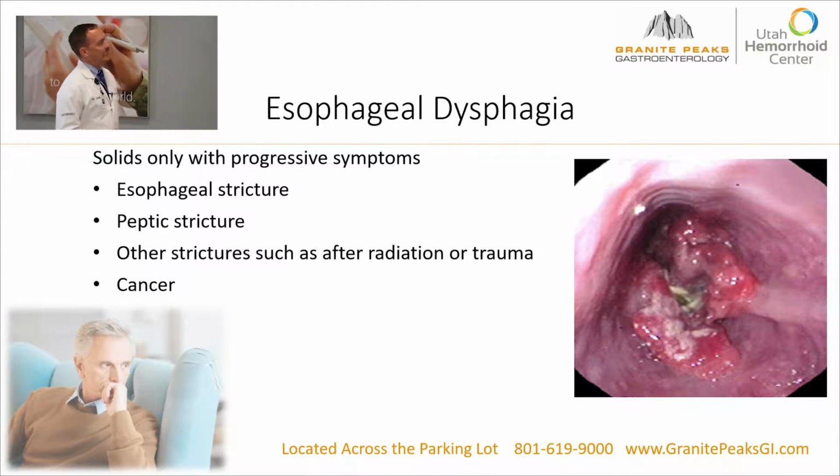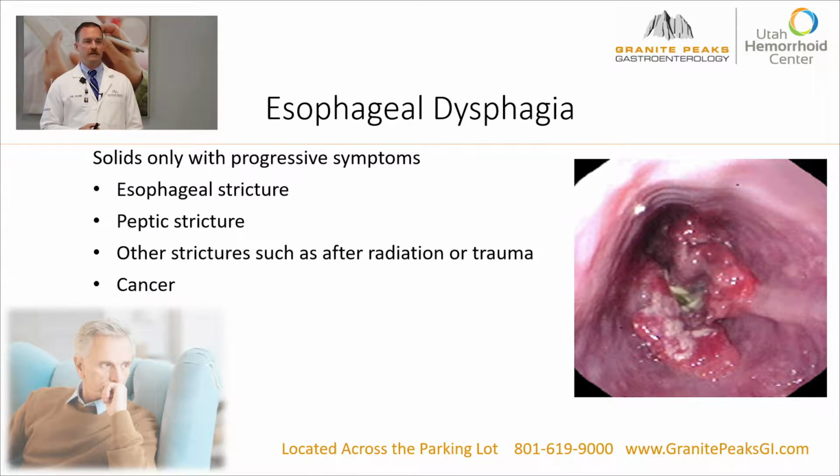So this is the next category, which is difficulty swallowing solid food with slowly worsening symptoms over time, progressive symptoms. And so you can see from the picture over here, this is not good. So typically when somebody has slowly worsening symptoms, the major thing that you're worried about is obviously cancer. So esophageal strictures can also do this.